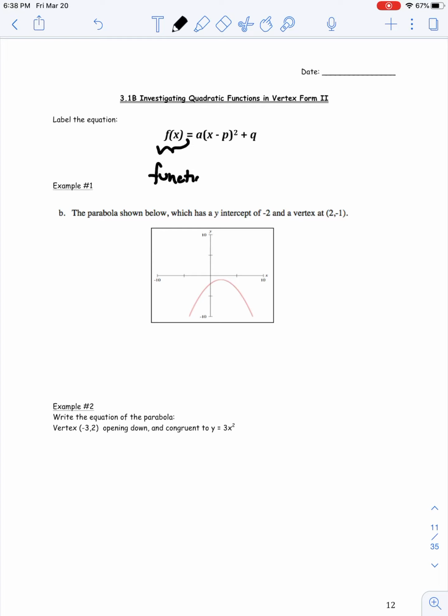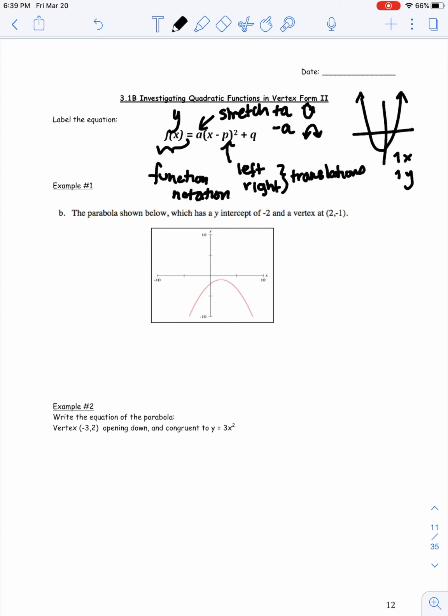Our p value is left-right movement. These are called translations. If it's going to the left, we're going to see a positive sign in the equation. We're going to see a negative sign if it's going to the right. And our q value is up-down translations. When it's going up, you're going to see a positive sign. When it's going down, you're going to see a negative sign. Those are the important things that you want to take and use in Math 30-1 eventually.